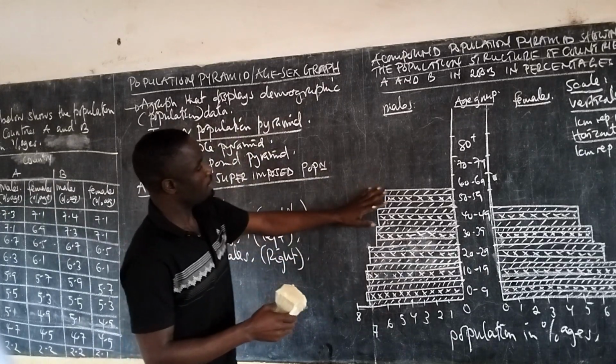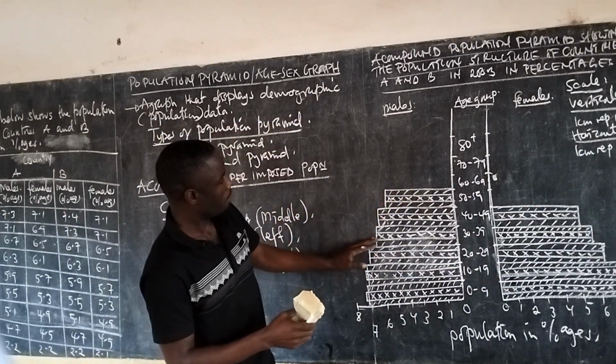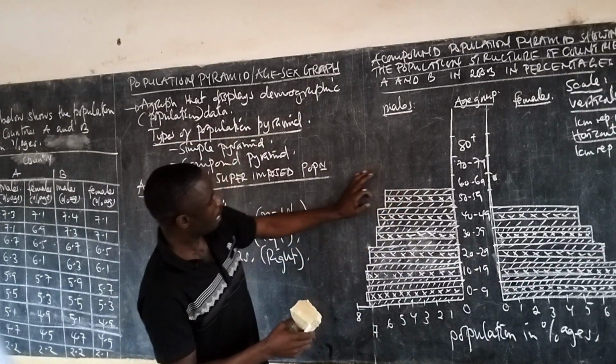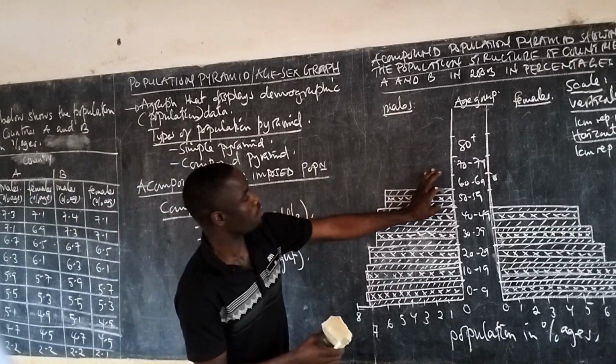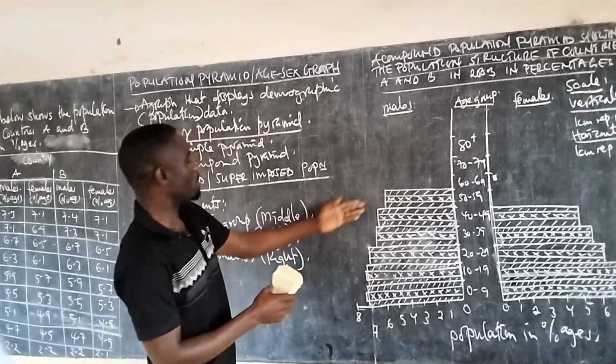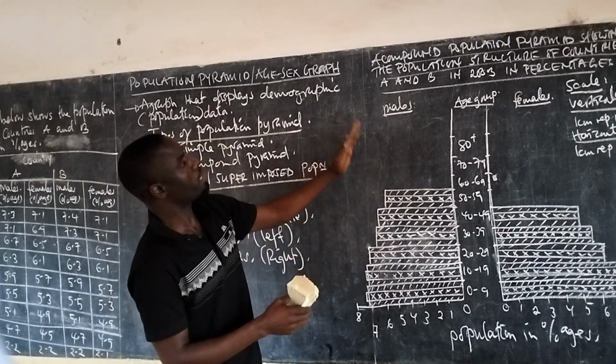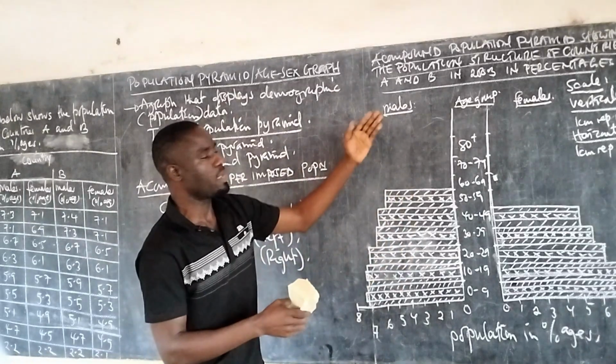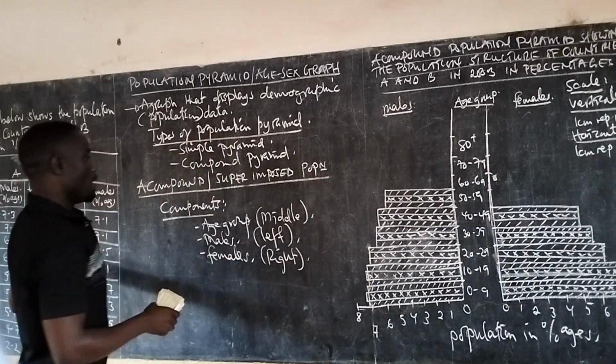So you may find a country where, as you are plotting, the bar can go up to here, yet for another one the bar is small, like this. So it is not a must that whenever you are drawing a compound pyramid, you will have the same data.